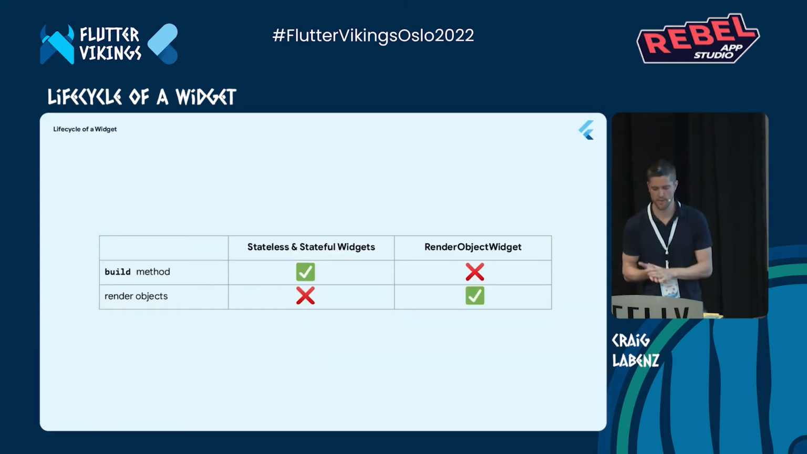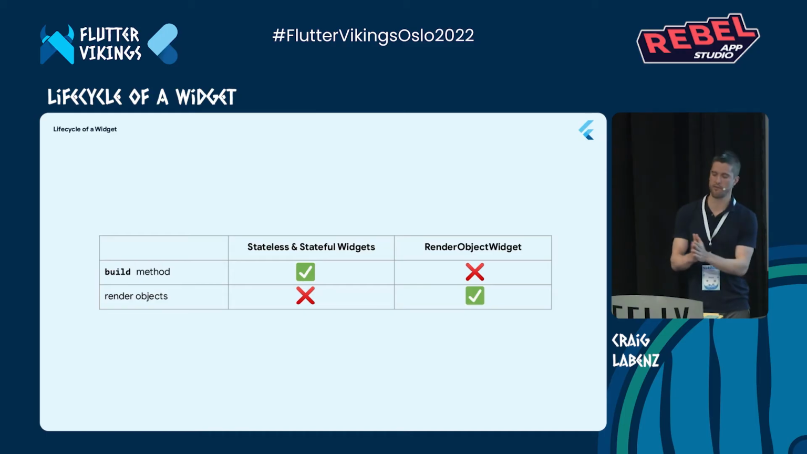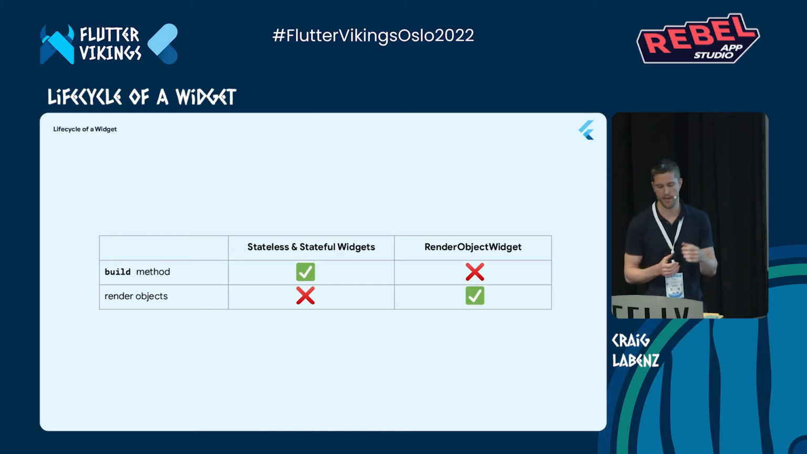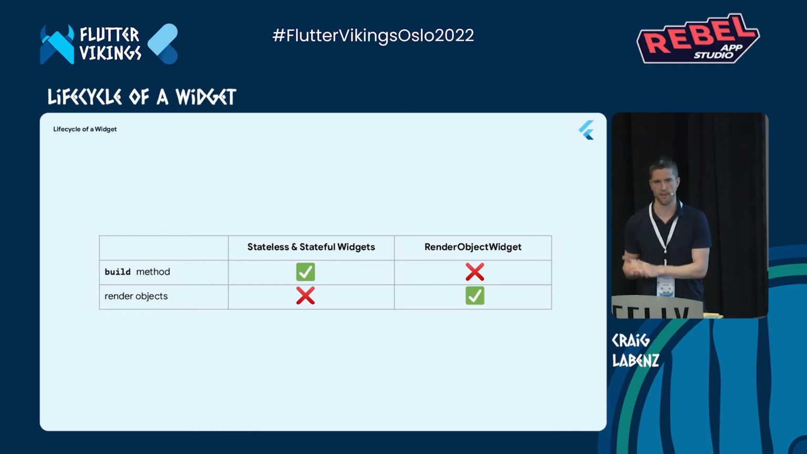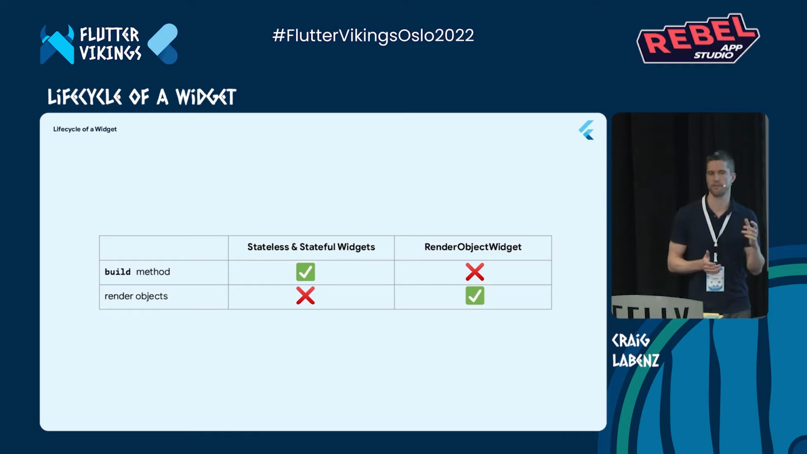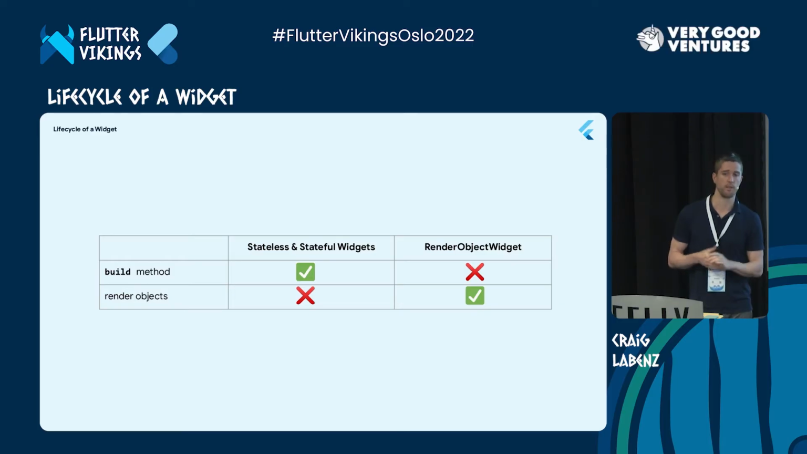So we've just learned about these three types of elements, stateless, stateful, and render object elements, and we talked about how the stateless and stateful flavors don't render anything. And if the stateless and stateful elements don't render anything, then by extension, neither do stateless or stateful widgets, which is pretty interesting because those are the classes that we primarily write.